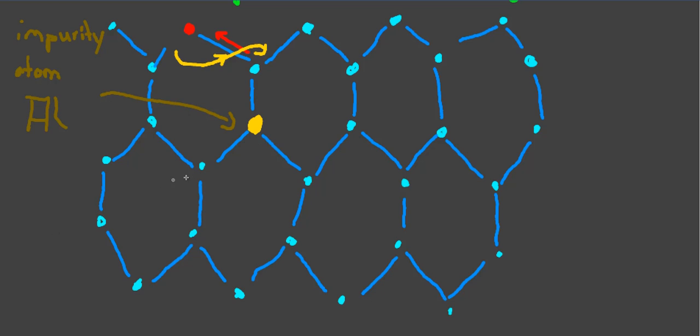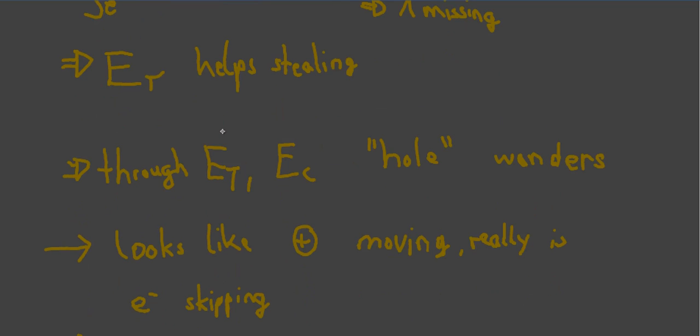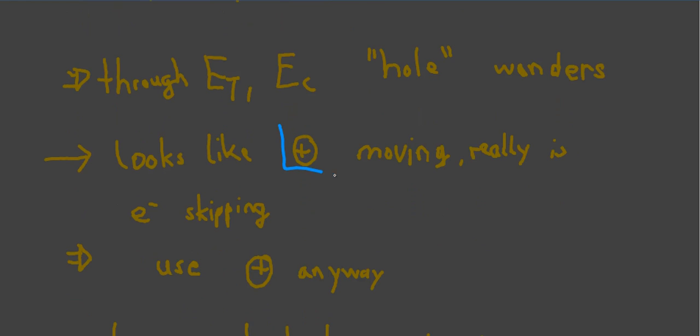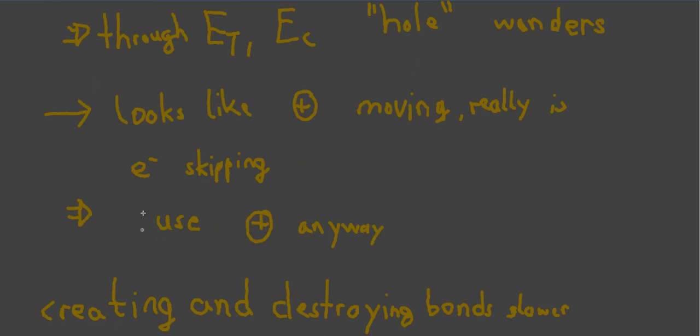So we should remember that actually it's a negative charge moving in the opposite direction when we think it's a positive charge moving in this direction. We talk about these positive charges right now as holes, and these are just the negative left behinds. So the hole wanders by, once again, through the thermal and the Coulomb energy, so the thermal and the electric force, and it really looks like the positive one is moving, but actually it's the electron skipping or jumping around. So we are going to use the positive charge anyway, but we always have to remind ourselves that's actually the electron moving in the opposite direction.